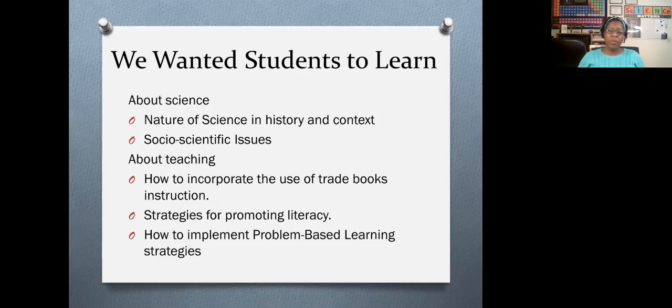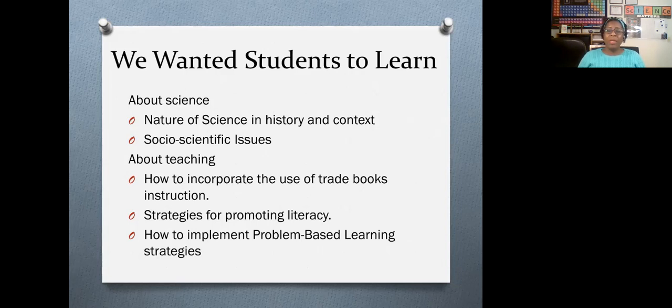As it relates to teaching, we wanted to incorporate the use of trade books in instruction, so we could model for secondary science teachers how they could do it as well. We did that because we wanted to promote literacy in two ways. First of all, we wanted to promote scientific literacy with this focus on the nature of science and socio-scientific issues. But we also wanted to promote traditional literacy. Many students will be working in urban schools, and in Cincinnati Public Schools particularly, one of the district initiatives is that all of the courses and all of the disciplinary areas focus on traditional literacy.